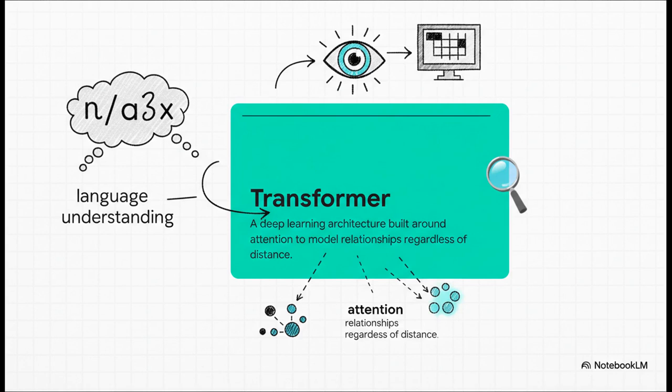This whole idea of attention is the heart of a type of AI called the transformer. Now, fun fact, it was first built for understanding language, figuring out how words in a sentence connect. But its core superpower, this attention mechanism, lets it connect the dots between any two pieces of data, no matter how far apart they are.